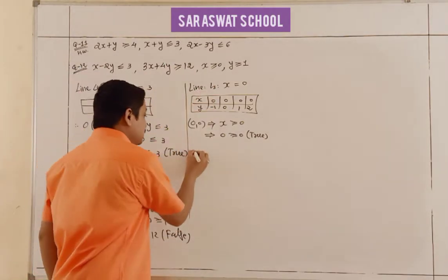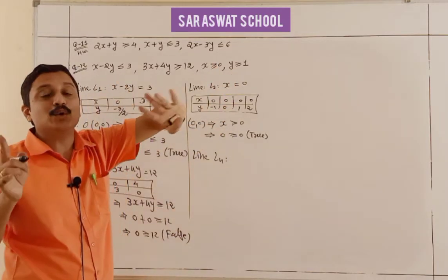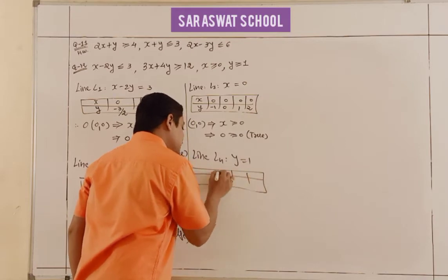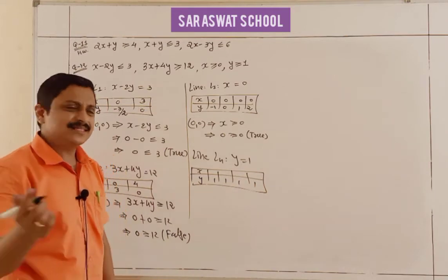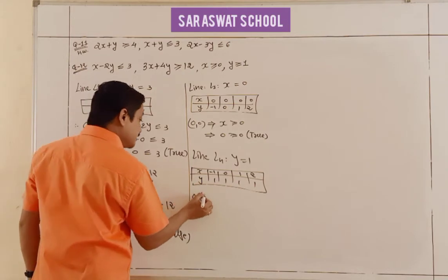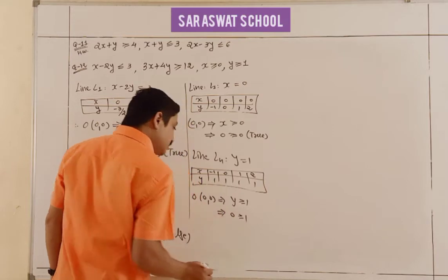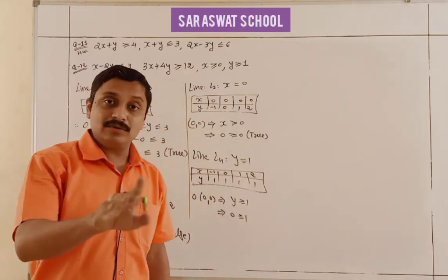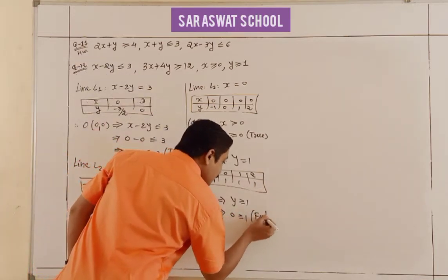And the last, line number 4. Students, this line is y greater than or equal to 1. We write down y equal to 1. And again the same application to x and y. Y is fixed at 1, x takes values like minus 1, 0, 1, 2. And verification: y greater than or equal to 1, so 0 greater than or equal to 1. Check: is 0 equal to 1? No. Is 0 more than 1? No. Both false. So my answer is false.